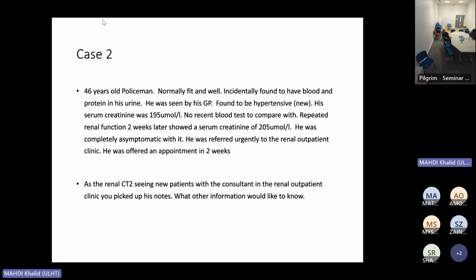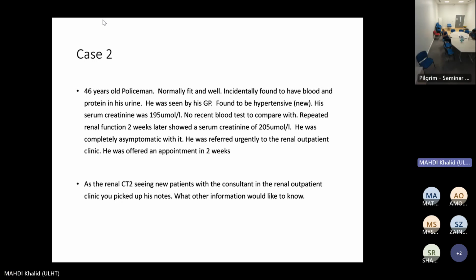And of course, if anything from your assessment suggests vasculitis, you ask about it, but it doesn't sound like a presentation of vasculitis. This is well and asymptomatic. So you've moved on from history and examination. Anything else you want to know?